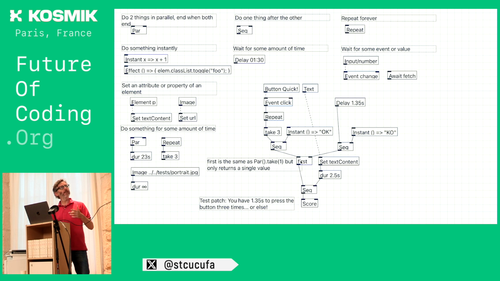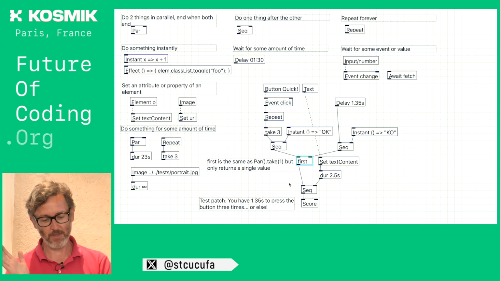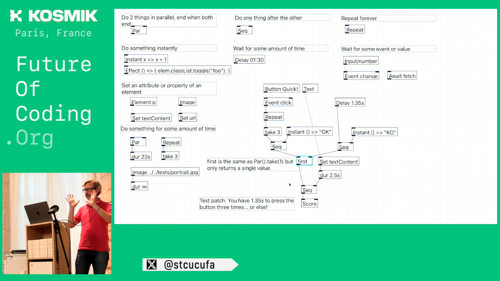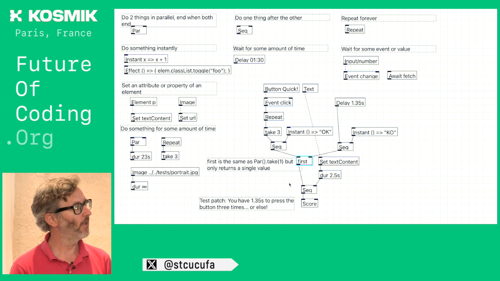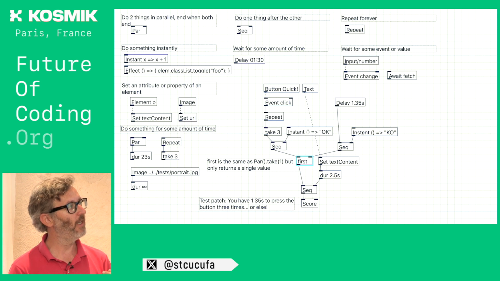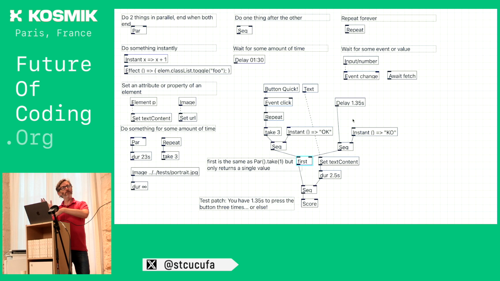At the same time, this first is exactly like par, like a parallel element, but sometimes you want to make sure that you just want the first thing to happen. You want several things to happen at once, and then you just want the first one to be the value that you want. So at the same time, I start a delay for 1.35 seconds, and same thing, once the delay ends, I generate this value KO. So either I have 3 clicks of a button, or I have a delay that expires, so it's a timeout. Either I have OK or KO, and whichever happens first, this sequence finishes.